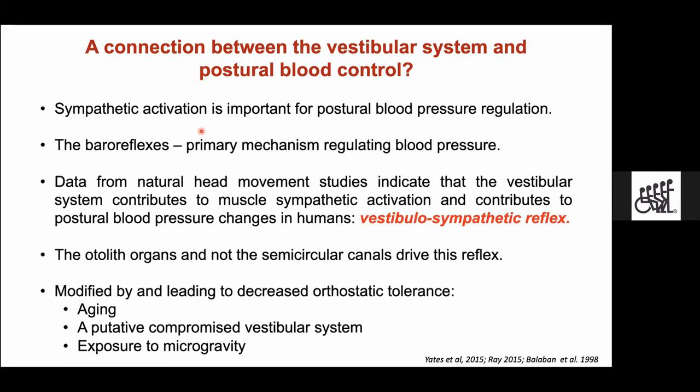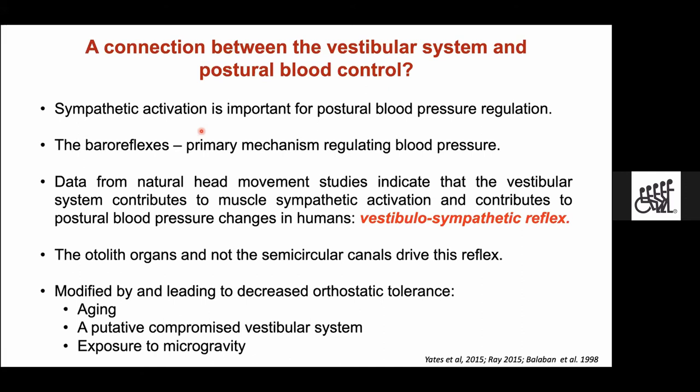We know that these responses can be modified because of aging, for example. There's data in the clinical literature coming from compromised vestibular systems in patients, such as patients who have difficulties in maintaining gaze. They have dizziness. They have conditions called benign paroxysmal positional vertigo and others, where they'll show a decreased orthostatic tolerance, meaning that they won't be able to regulate, for example, the sympathetic tone or maintain blood pressure as they suddenly stand up. There are also results from studies in astronauts that exposure to microgravity can also affect this.